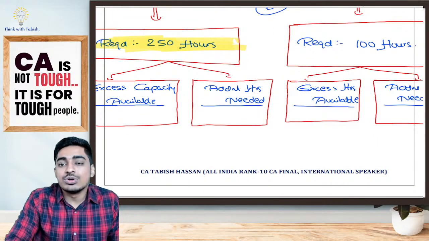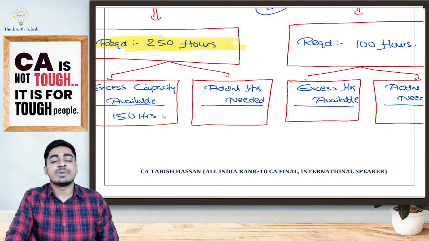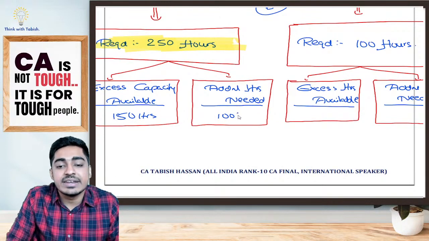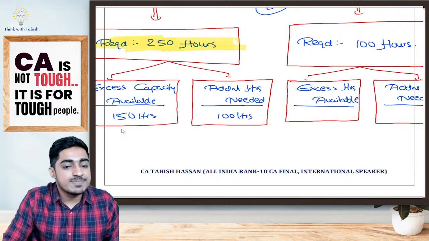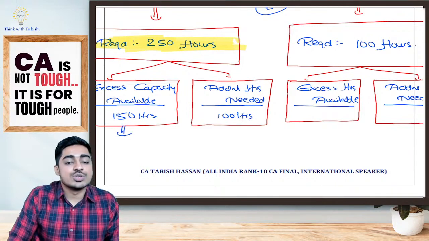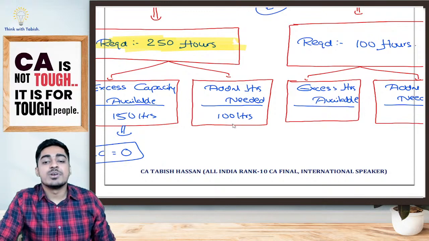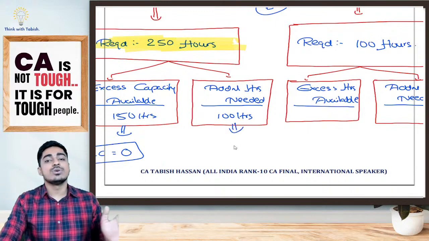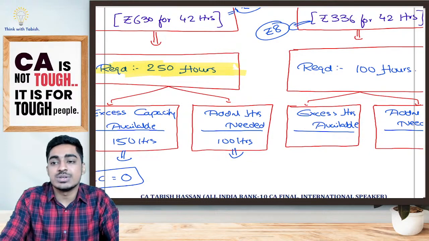So we will say a total of 250 hours is needed. 150 hours of spare capacity is anyway available. So an additional 100 hours is needed. Clear? So what is the relevant cost? The relevant cost is 0 here because spare capacity is anyway there. But for additional hours, what do we do? We hire new employees.